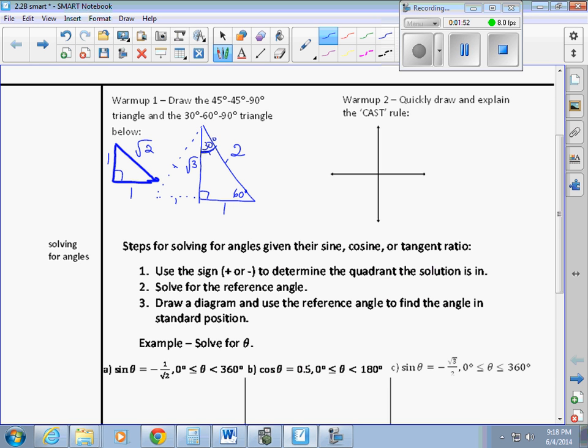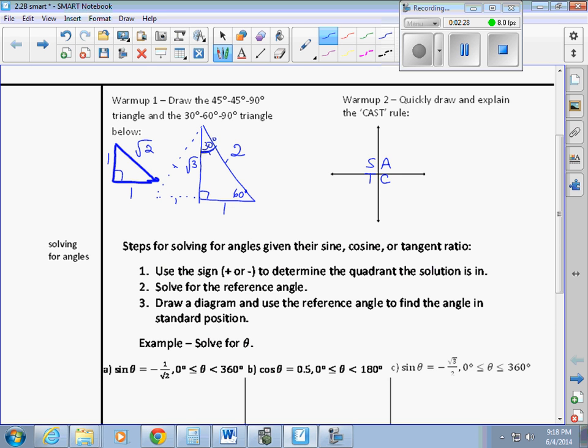The CAST rule is just a way of telling where trig ratios are positive and where they are negative. So the CAST rule starts in quadrant 4 and works its way counterclockwise around the coordinate plane. So C means that only cos is positive in quadrant 4. A means that they're all positive in quadrant 1. S means that sine is positive in quadrant 2. And T means that only tangent is positive in quadrant 3.